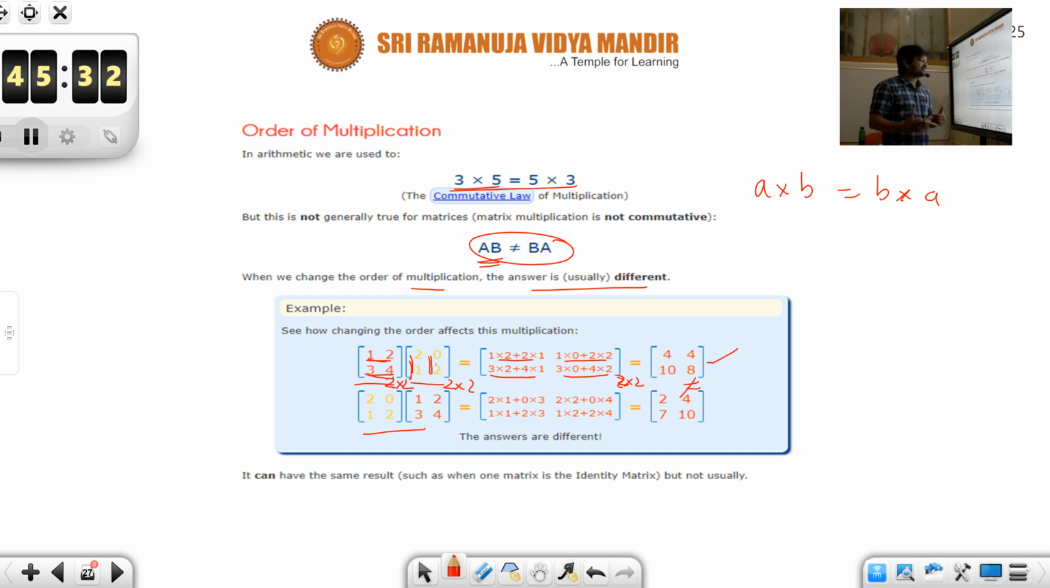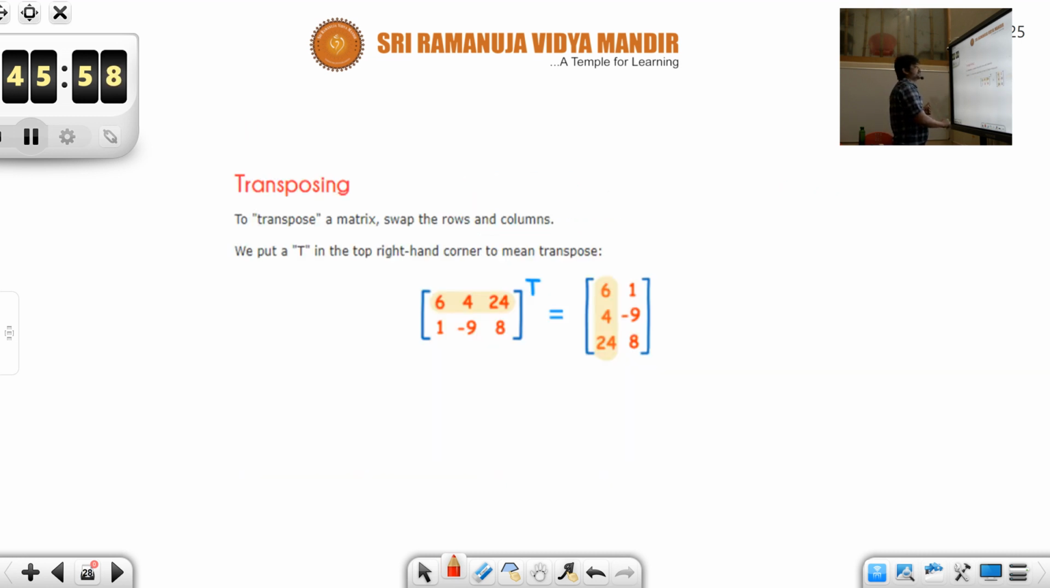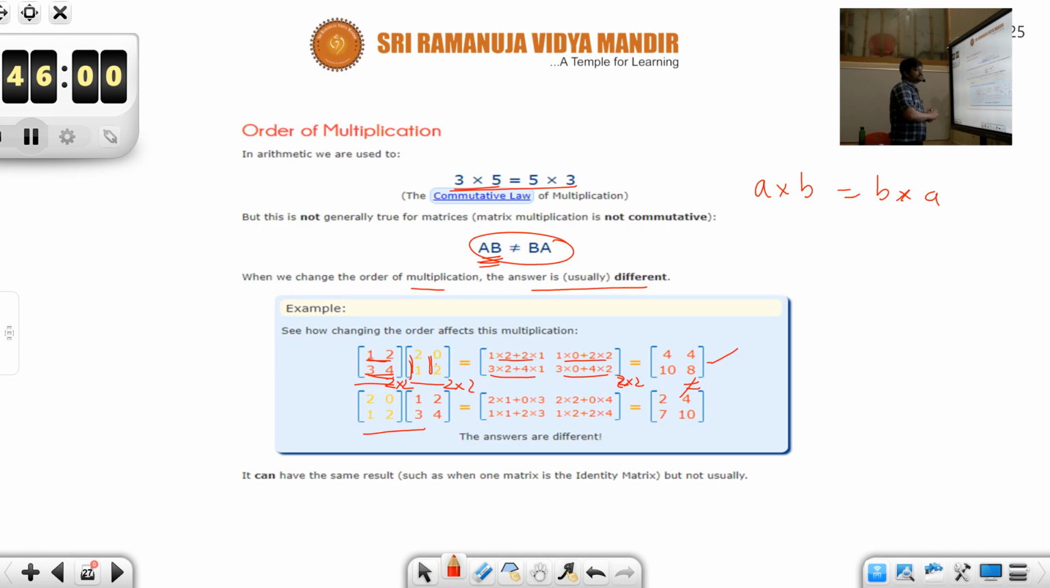Whereas if you consider multiplication with the identity matrix, what happens? Suppose one of the matrices is I. When you multiply a matrix with I, it results in the same matrix. So then it is commutative. That means the commutative property is observed only for a few examples. It is not observed by default, students. So order of multiplication is very important because multiplication of matrices is not commutative.